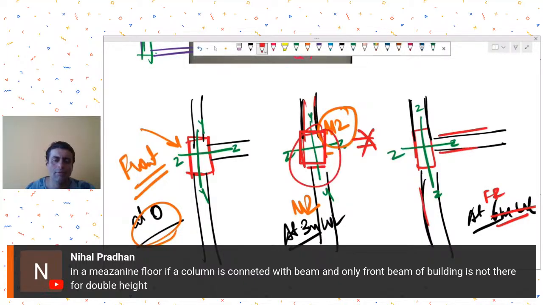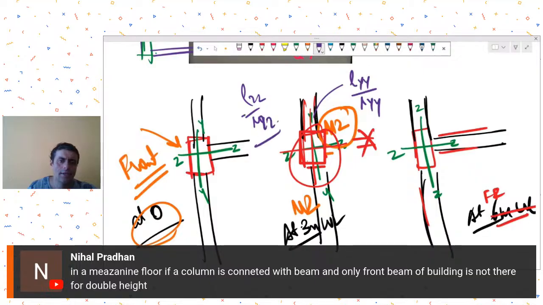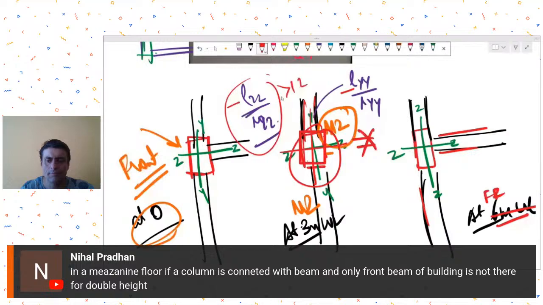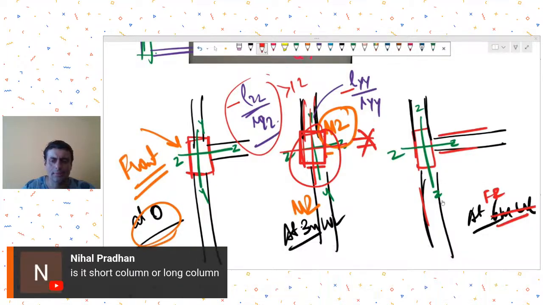So you will have two different effective lengths of this column. About the YY axis and about the ZZ axis, your column effective lengths will be different. So you need to check this ratio and this ratio, and of course you may have to add the sway factors over here, and if this is more than 12, then it will be considered as a long column. If not, then short column. This is with respect to RCC design.